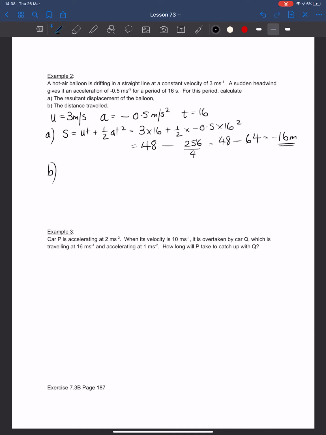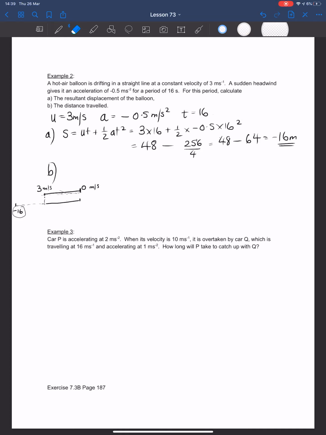right, so what happens here with this distance travelled, the acceleration is minus a half metres per second squared. So it starts at 3 metres per second. It's still going to go forwards until the wind makes it slow down to 0 metres per second, and then it makes it go backwards. And it ends up at minus 16. So basically, we've got that from part A that it ends up at minus 16. So we need to work out this distance here and then double it up. Because it will go forwards until it gets down to 0 metres per second, and then it will keep going backwards until it ends up at minus 16 metres.